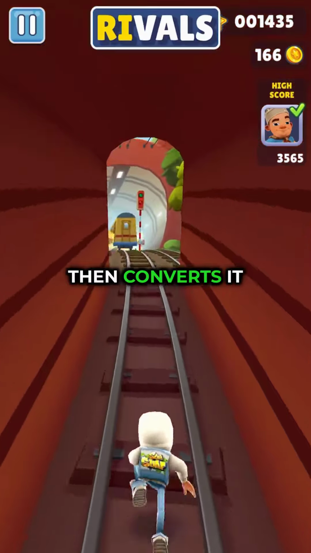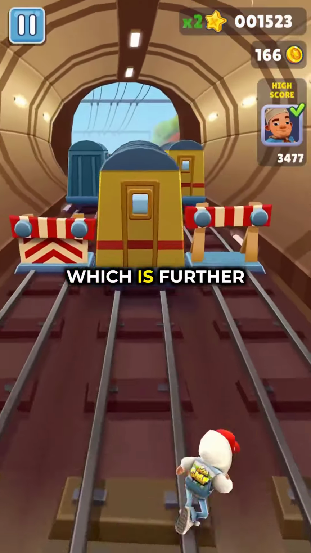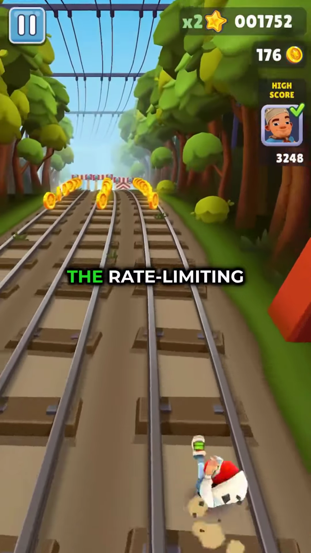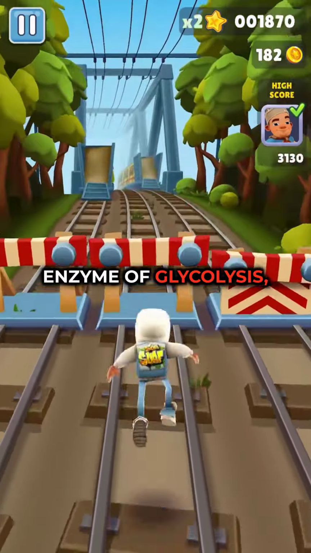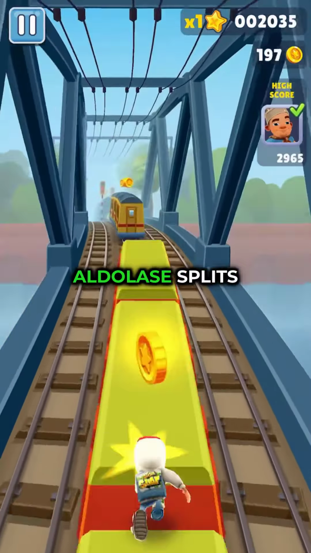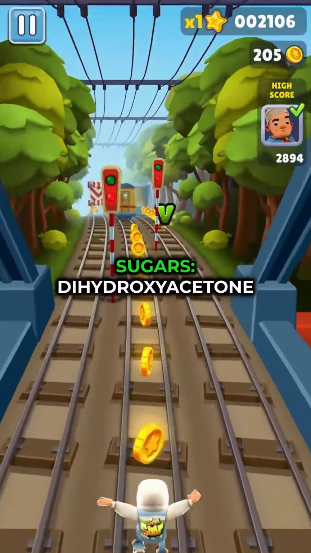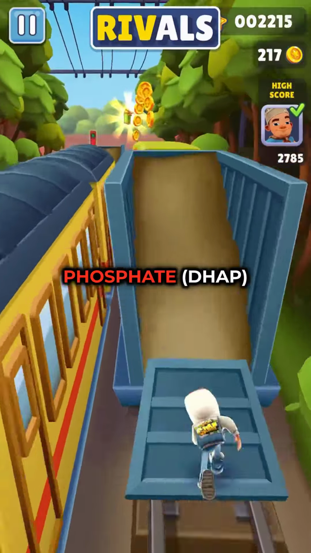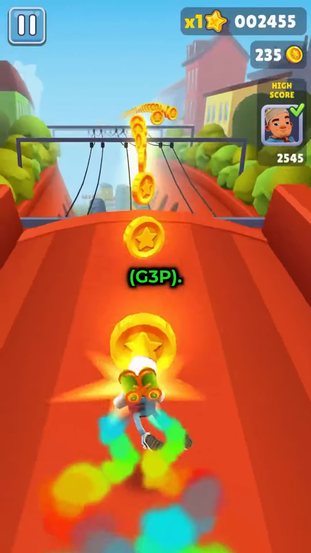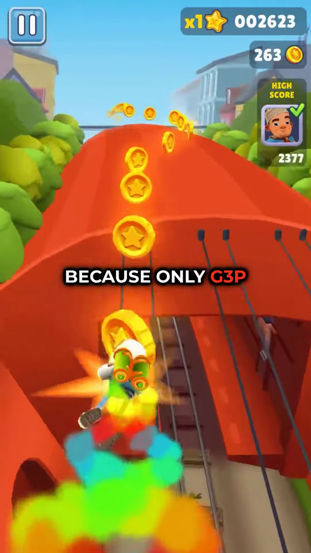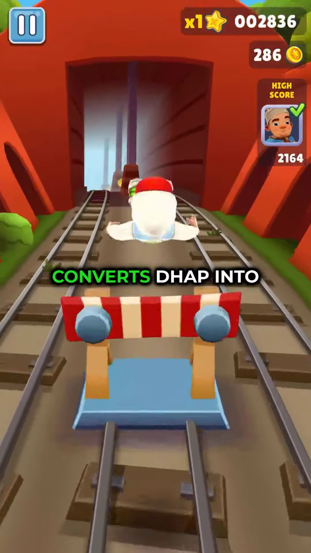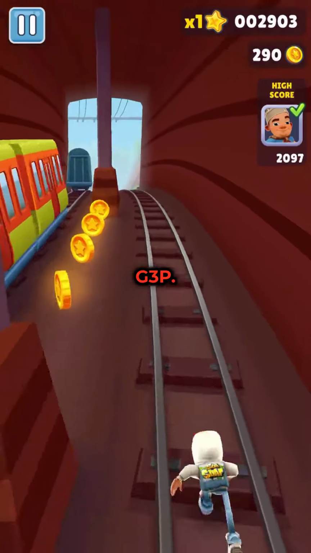Phosphoglucose isomerase then converts it into fructose 6-phosphate, which is further phosphorylated by phosphofructokinase 1, PFK1, the rate-limiting enzyme of glycolysis, forming fructose 1,6-bisphosphate. Aldolase splits this molecule into two 3-carbon sugars, dihydroxyacetone phosphate, DHAP, and glyceraldehyde 3-phosphate, G3P. Because only G3P continues through glycolysis, triose phosphate isomerase rapidly converts DHAP into G3P.